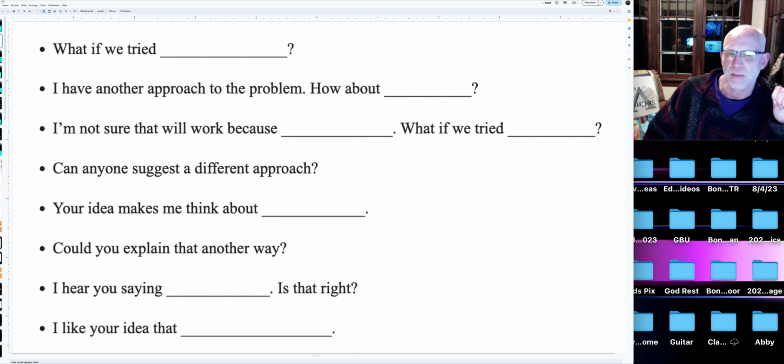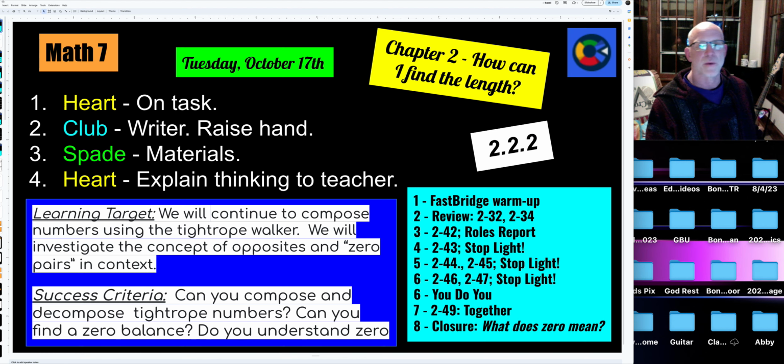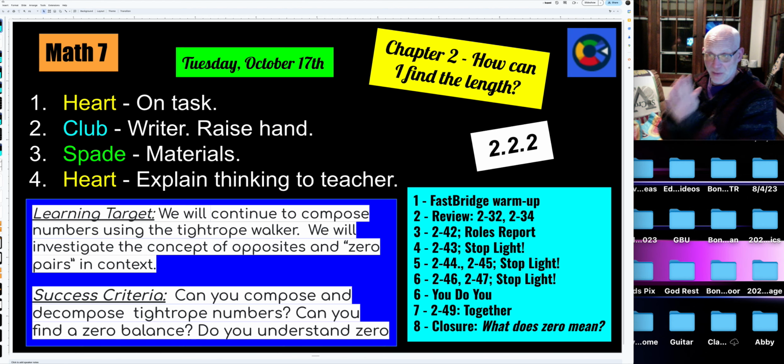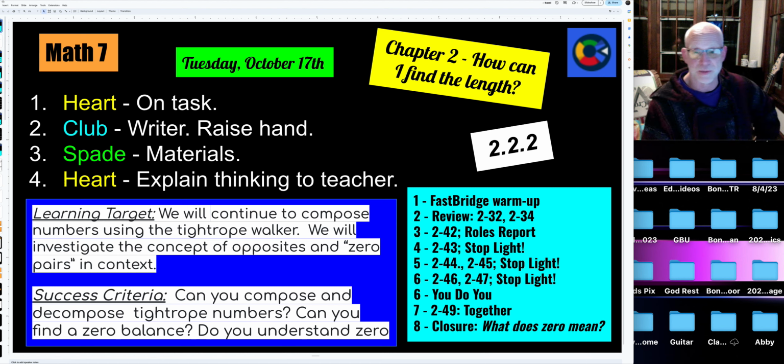I'm listening for, I hear you saying blank, is that right? I'm listening for, I like your idea that blank. So we're just going to let you work for a while, and then I'm going to come back and report what I heard from the groups. Okay. After that, we're going to go to 243, stoplight.